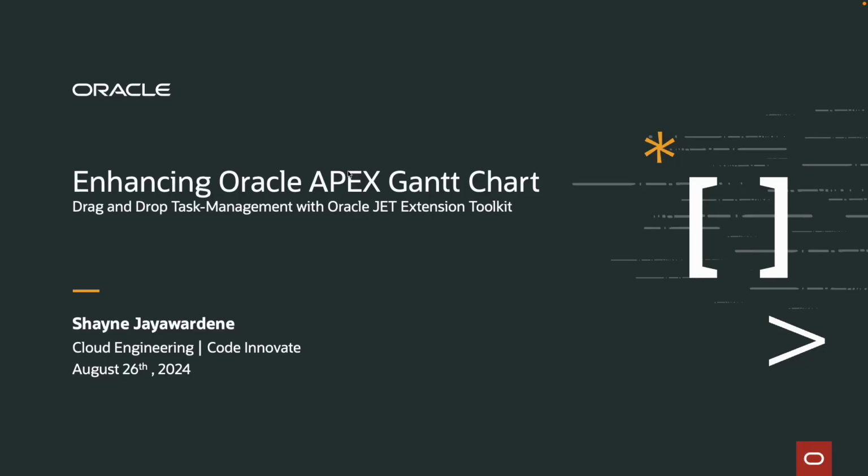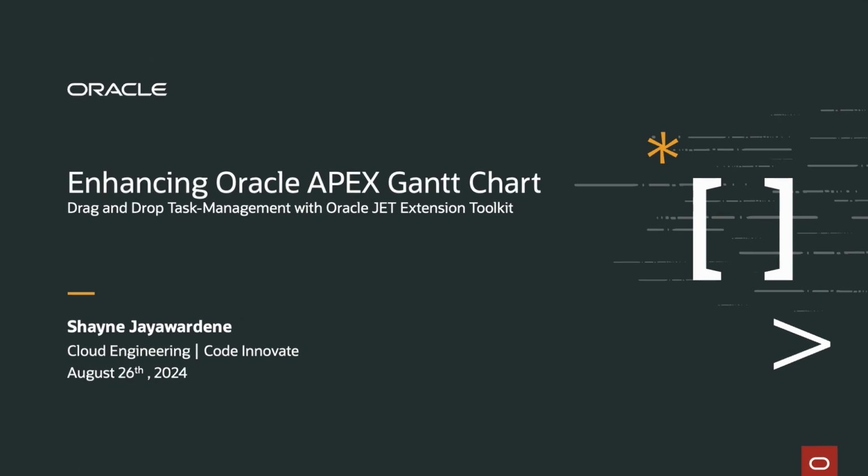Hello. Today we're going to take a look at how we can enhance our Gantt charts within Oracle APEX by allowing users the ability to drag and drop different tasks, by taking advantage of the JET extension toolkit that is available with that Gantt chart. This toolkit comes with events that you can track in APEX, such as ojMove and ojResize. And so we can use those in combination with some initialization code on our Gantt chart to allow our users this functionality.